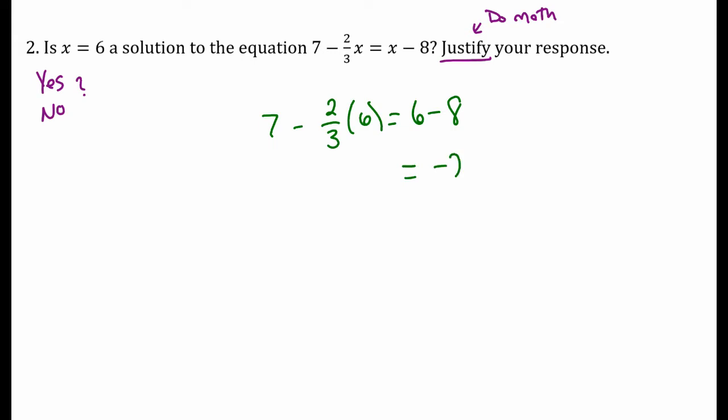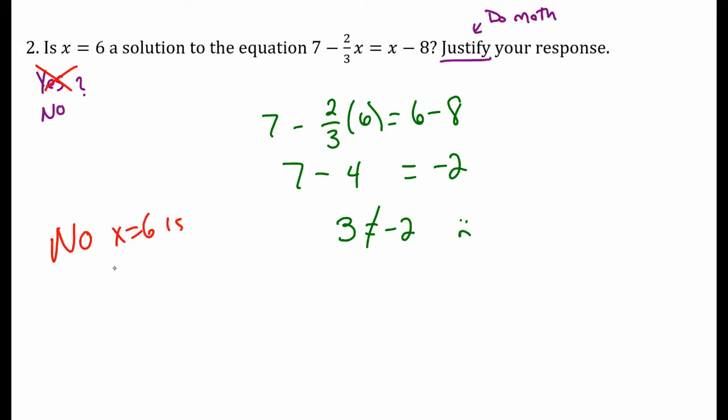Well, let's start with the easy side. That gives me -2. 2/3 of 6, oh, fractions, oh goodness, but thank goodness there's a calculator hopefully sitting in front of you. 3 equals -2. That's not looking so good. 3 does not equal -2, so my answer here is no. X equals 6 is not a solution.